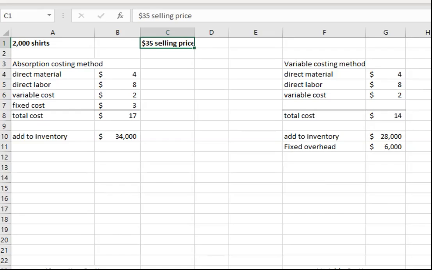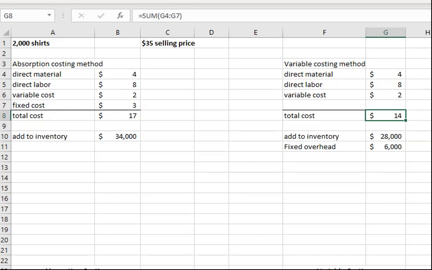But they are going to have a cost using $4 for direct material, $8 for direct labor, $2 for variable cost, and $3 for fixed cost, or total fixed overhead of $6,000. So with the absorption costing method, they have a total cost of $17. With the variable costing method, it's only $14, because we have a total fixed overhead of $6,000, which we do not include in the per unit production cost.